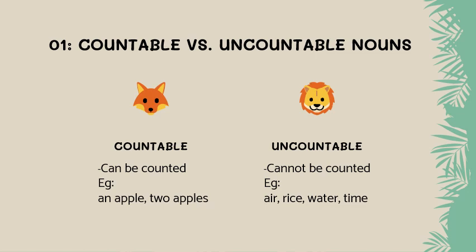Okay, first of all, what does it mean by countable and uncountable nouns? Countable nouns comes from the verb count. Count maksudnya kira. Countable means boleh dikira. So nouns that can be counted. For example, an apple, two apples. So you nampak, you can see there's only one. There's two. And then uncountable noun means things that cannot be counted. Things like air, rice, water, and time. Tak boleh kira these things.